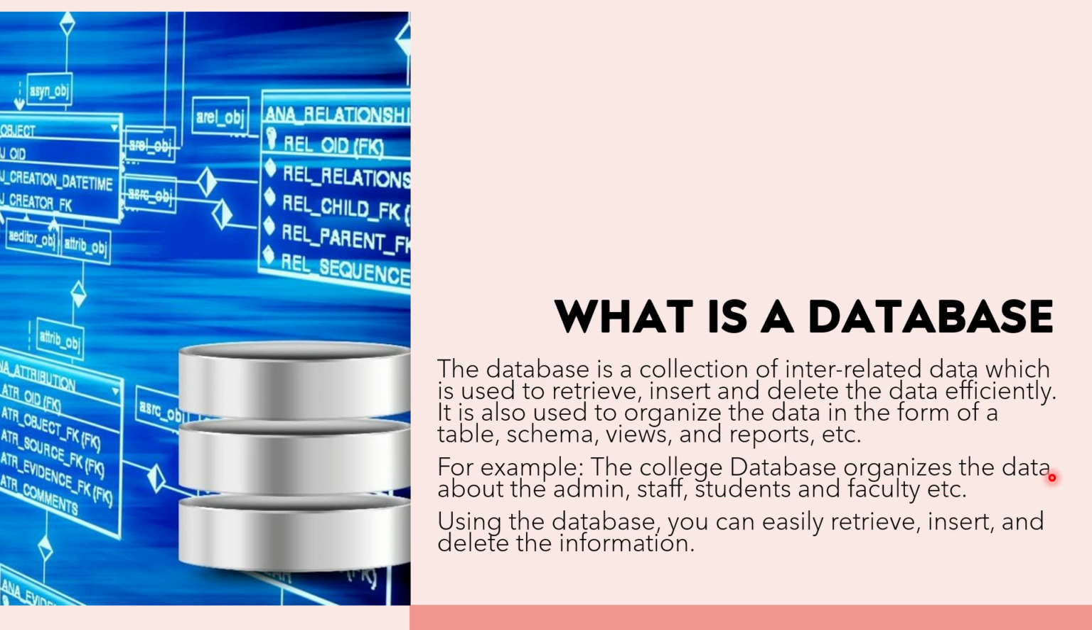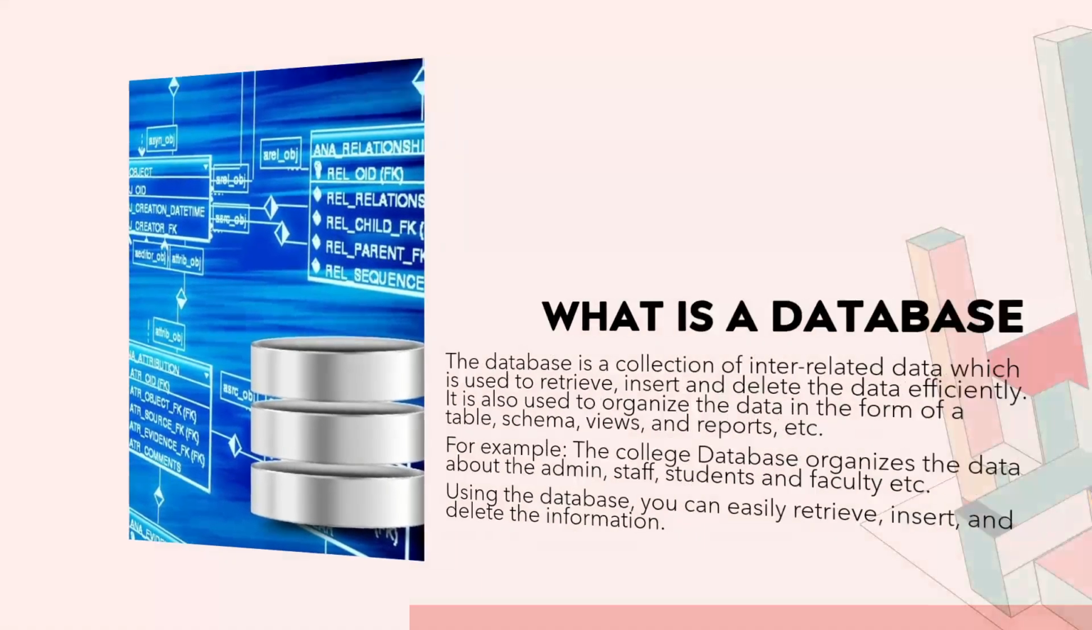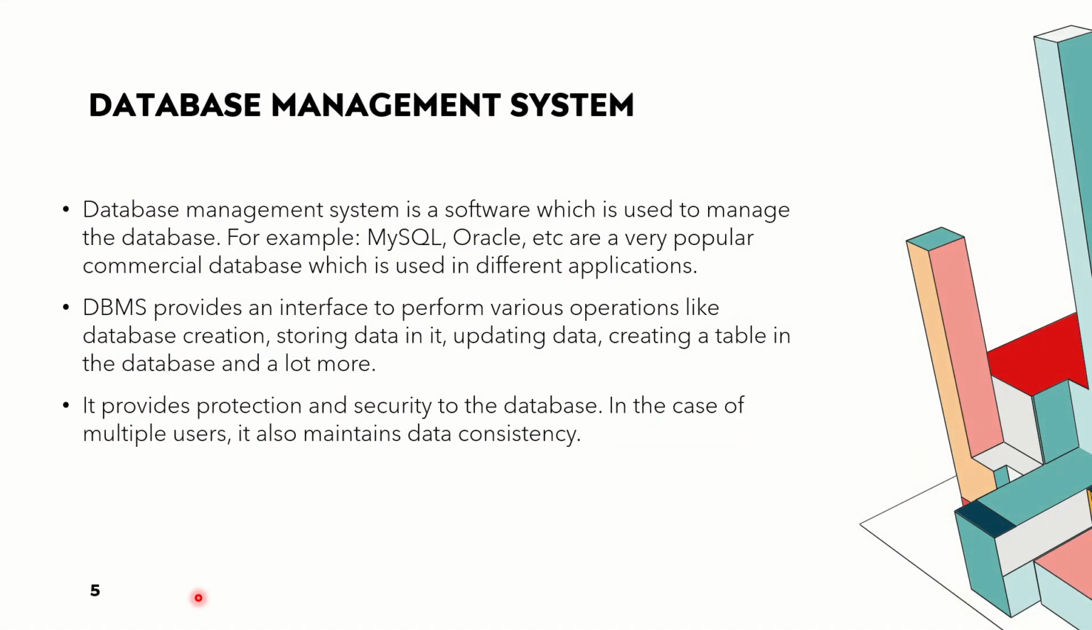In this way we are going to use the database to insert, delete and retrieve the data. Coming to the next one, what is a database management system? Here we have seen a database. In the database we can perform three types of operations: insert, delete and retrieve. Now what the database management system is going to do is manage all those things. The database management system is software which is going to manage all of it, and check whether the process is in proper order or not.